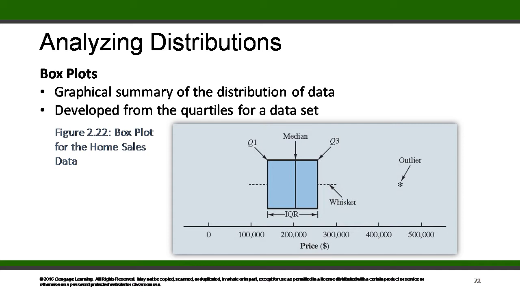A box is drawn with the ends of the box located at the first and third quartiles. For the home sales data, first quartile or Q1 is equal to 139,000 and Q3 is 256,625. This box contains the middle 50% of the data. A vertical line is drawn in the box at the location of the median, 203,750 for the home sales data.